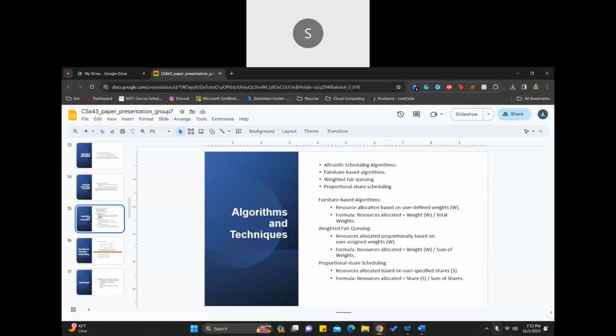And when we go to the last part, proportional share scheduling, basically we also have the formula, and it also distributes resources based on the specific share you decide for a user, considering all user shares. Can we go to the next slide?